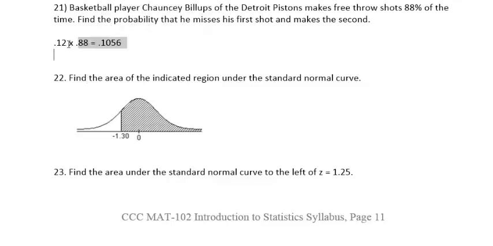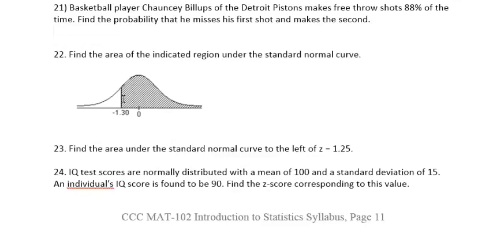Again, just multiplying since they're "and." If it was an "or," you would add these two chances. If it was a make or a miss, obviously it would be 100% because those are the only two possibilities. And 0.12 plus 0.88 is 100%. But 0.1056 or 10.56% is your answer there.